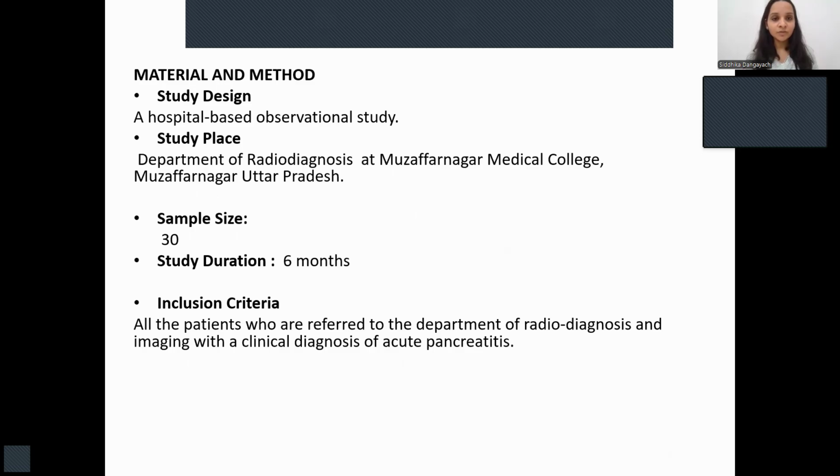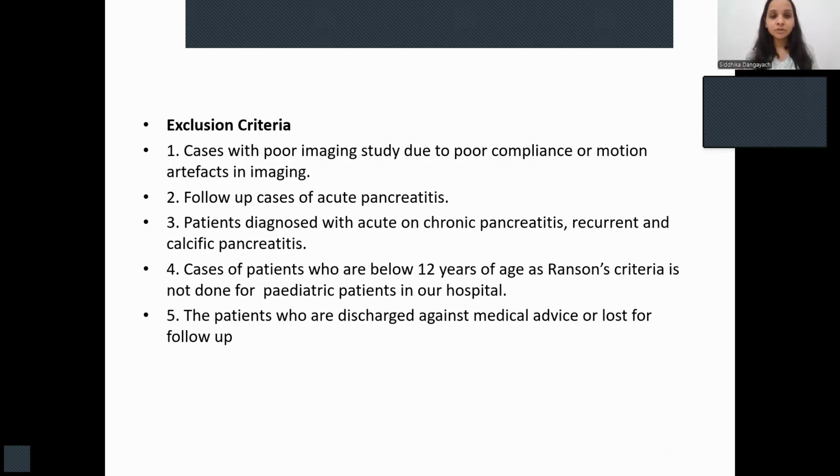Our study was a hospital-based observational study. It was done in the department of radio diagnosis at our college. Sample size was 30 and it was done for a duration of 6 months. Inclusion criteria include all the patients who were referred to the department with a clinical diagnosis of acute pancreatitis. Exclusion criteria include cases with poor imaging study due to poor compliance or motion artifacts, follow-up cases of acute pancreatitis, patients with acute on chronic pancreatitis, and cases below the age of 12 years, as Ranson's criteria is not done for pediatric patients in our hospital. Patients discharged against medical advice or lost to follow-up were also excluded.